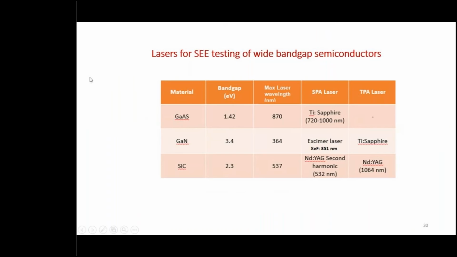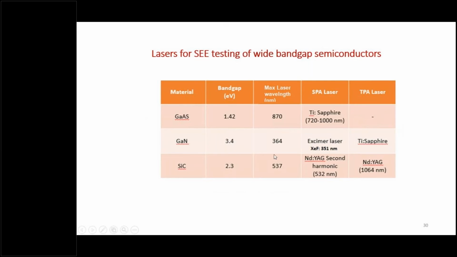So what about the other material besides silicon? We didn't talk about gallium arsenide, gallium nitride, and silicon carbide. So they have different band gaps, wider band gaps. So they would require different laser for SPA. So the fiber laser at 1030 nanometer would not work for gallium arsenide. Your maximum laser wavelength could be 870 nanometers, so a Ti:sapphire laser would work.